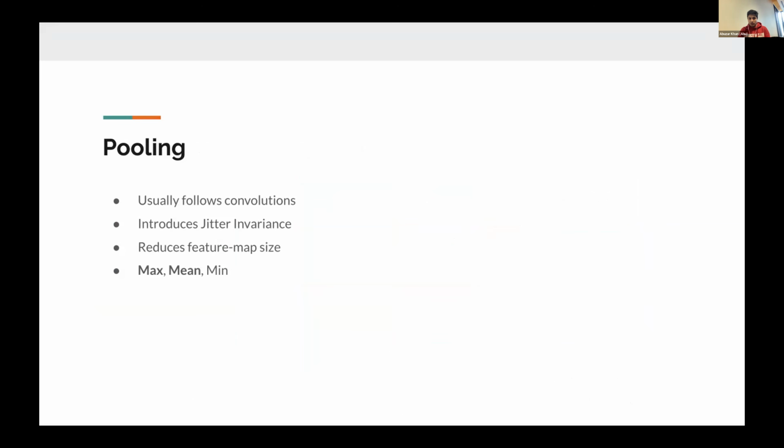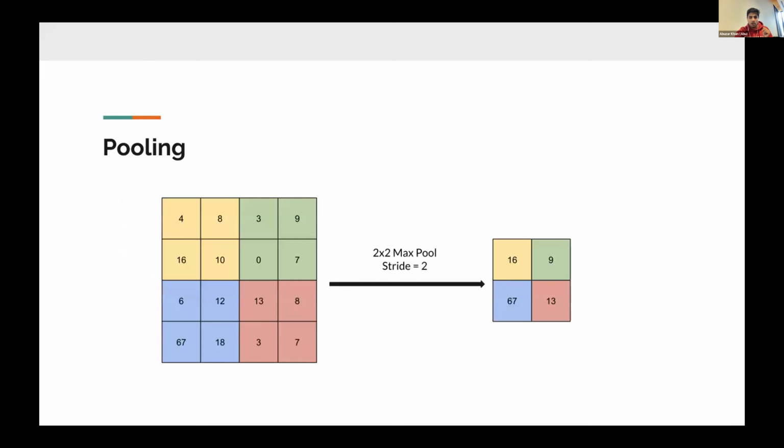Of course, pooling can also be used to reduce feature map size. And there are three major ones. I mean, there can be a whole bunch of others, but even out of the three major ones, max and mean tend to be more common, and max tends to be even the more common out of those two. So we can quickly look at a couple of examples.